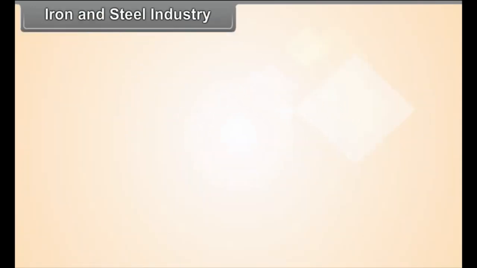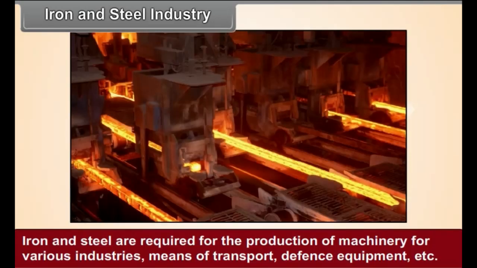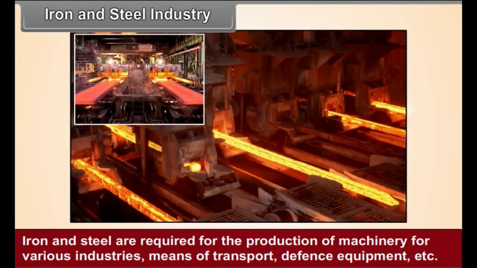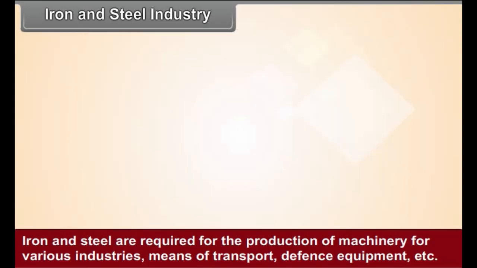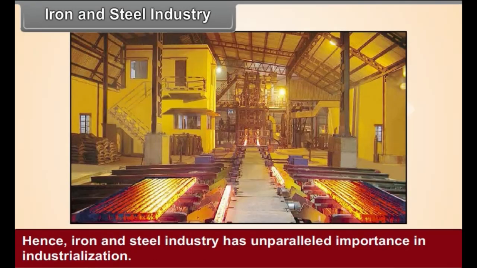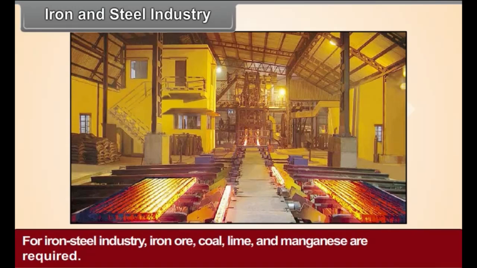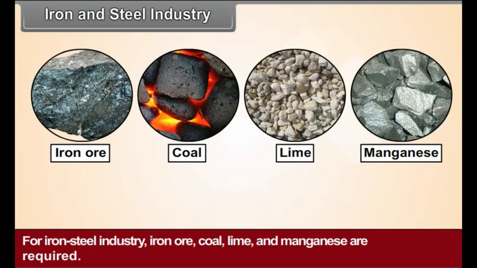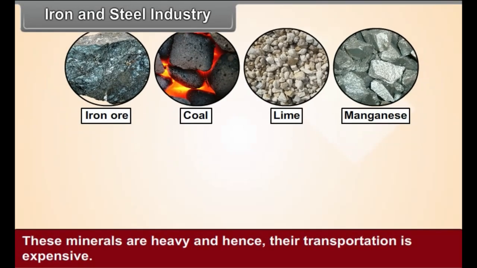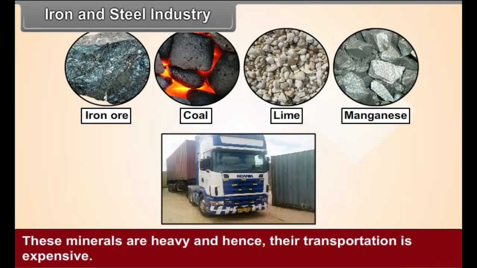Iron and steel industry. Iron and steel are required for the production of machinery for various industries, means of transport, defense equipment, etc. Hence, iron and steel industry has unparalleled importance in industrialization. For iron steel industry, iron ore, coal, lime and manganese are required. These minerals are heavy and hence their transportation is expensive.